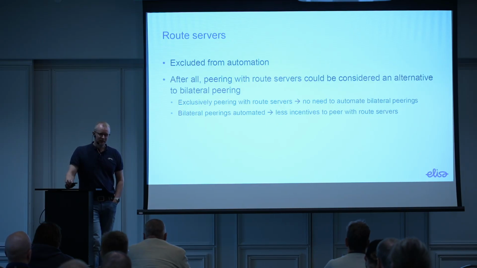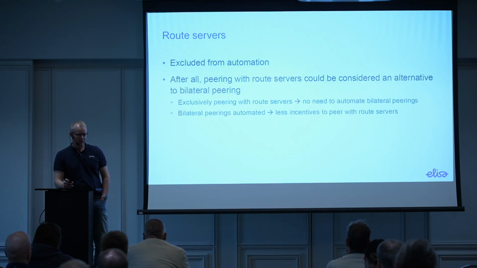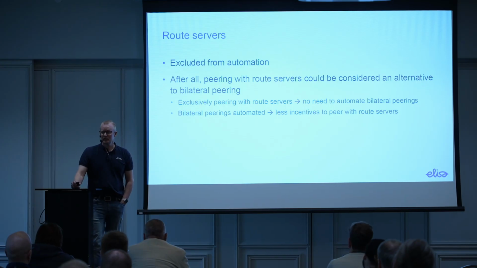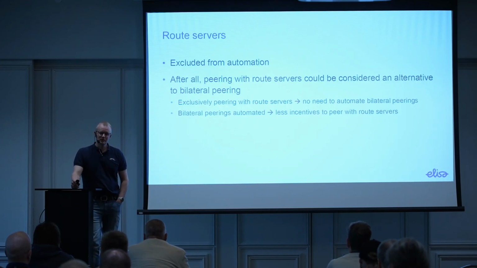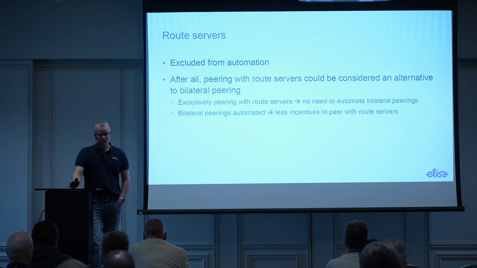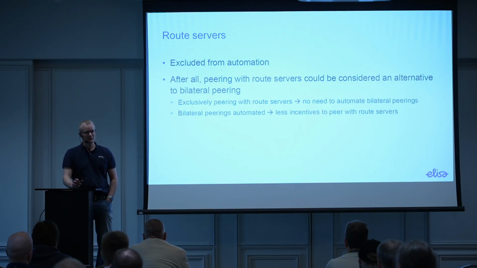On the other hand, I think there is some kind of chicken and egg problem, because if one is exclusively peering with route servers, one might argue that there's not that much need to automate bilateral peerings. But on the other hand, if you automate all the bilateral peerings, you might not have that much intent to peer with route servers. So this is kind of a chicken and egg problem. But in real life, I think there's some sort of hybrid approach that is usually followed.